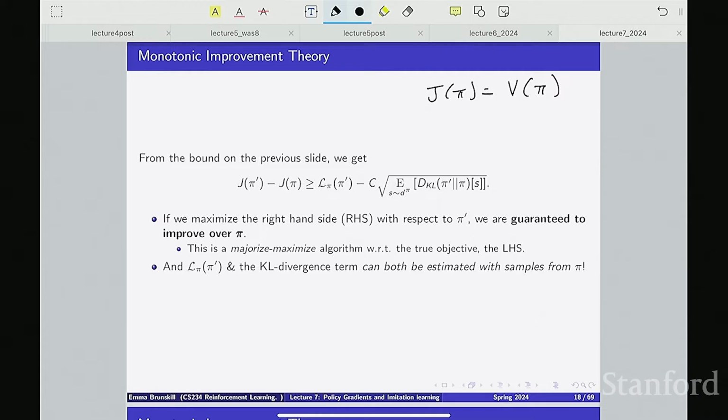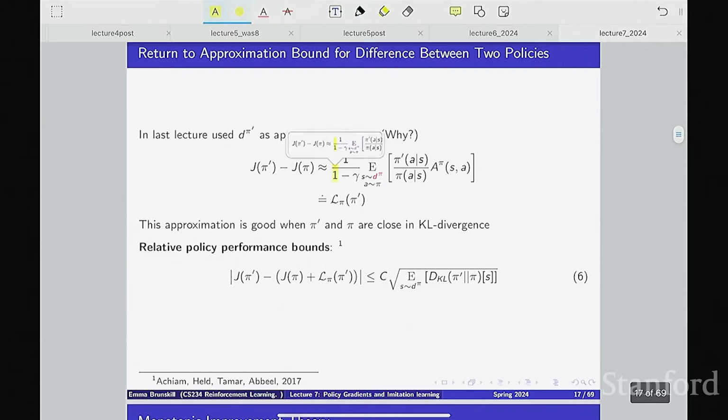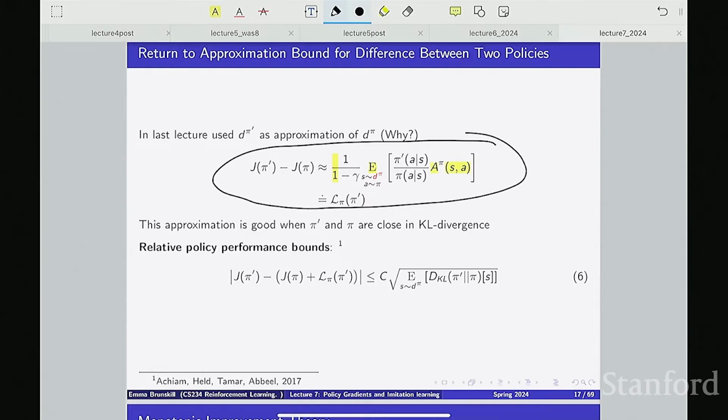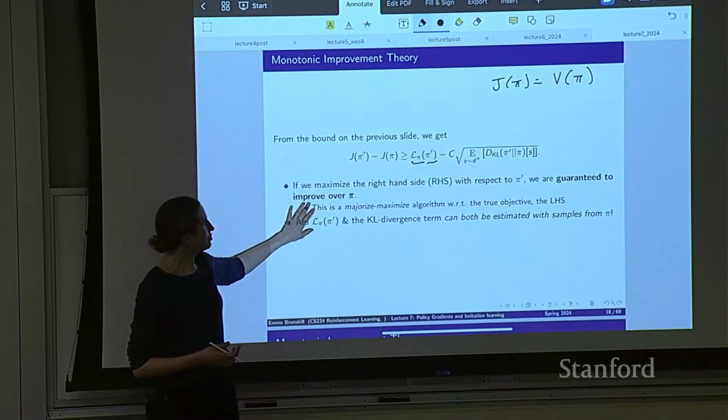Okay, so the value of your new policy pi prime minus the value of the old policy is greater than or equal to this term that we had on the previous slide. So this L term, this whole thing, minus this error that we get from the fact that we are approximating the state distribution by something that's not true. Okay, so we have this nice bound. And now what we're going to go through is to show why, if we maximize with respect to the right-hand side, we are guaranteed to improve over pi.